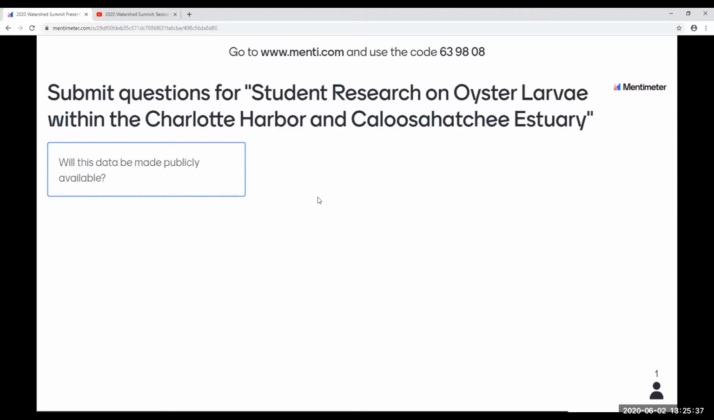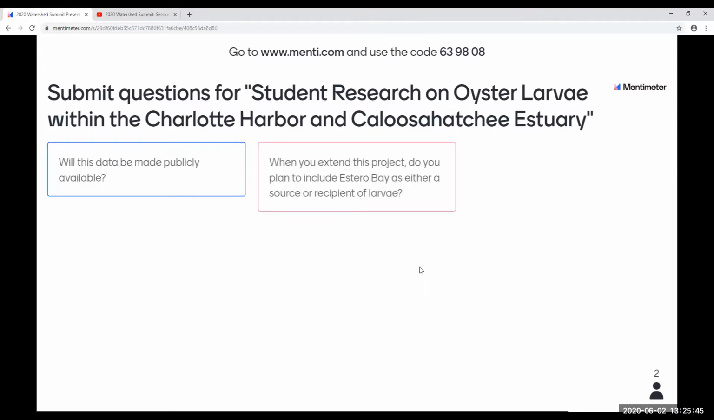So the first question is, will this data be made publicly available? Yeah, absolutely. I'd be happy to share the presentation and the draft manuscript we have, or any other information people would be interested in. When you extend this project, do you plan to include Estero Bay as either a source or a recipient of larvae? Yeah, we definitely could. We didn't have any field-based measurements there, so if someone could provide us with those measurements, we could easily include that in the simulations, and that would actually be great to include.